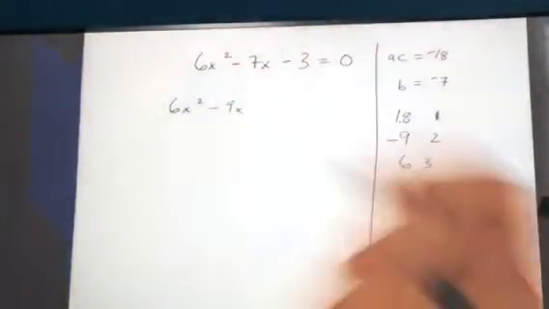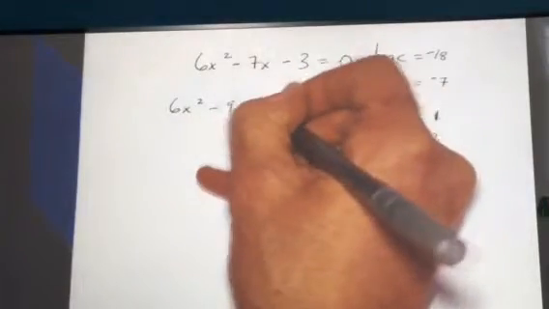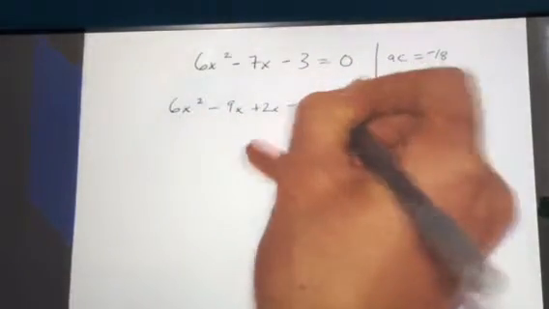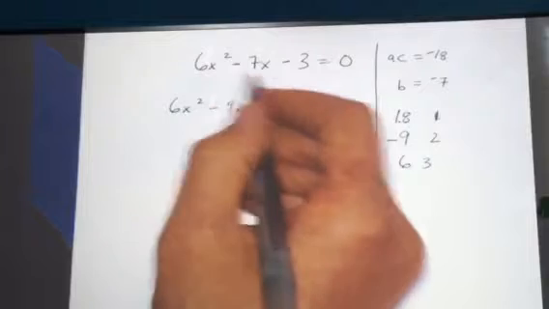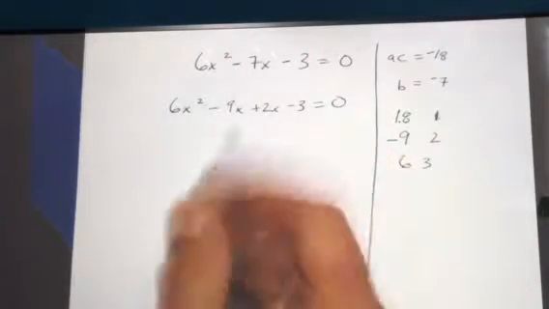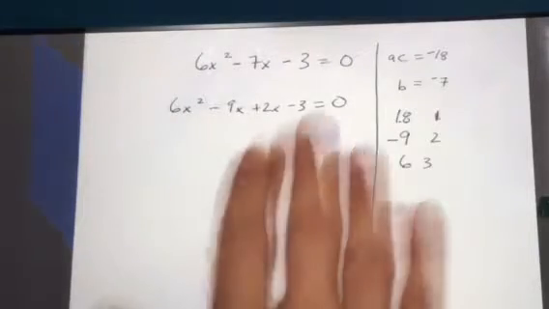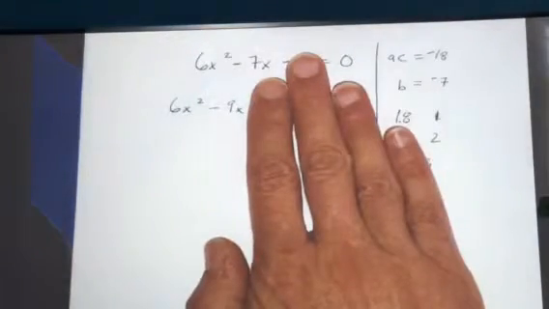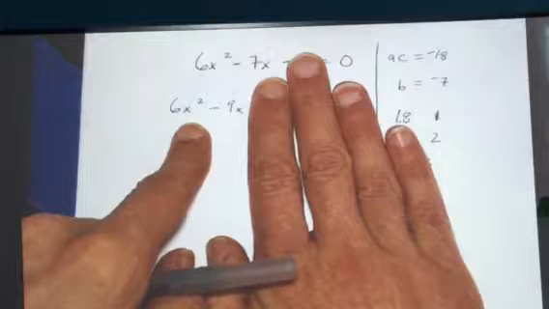So now what we'll do is we'll rewrite the quadratic equation like this. 6x squared minus 9x, then plus 2x, minus 3. So we've broken up the b term as -9x plus 2x. Now we're going to cover this part so we can focus here for the greatest common factor.